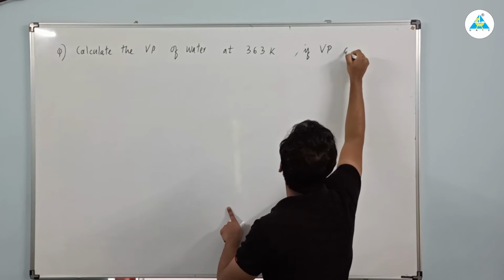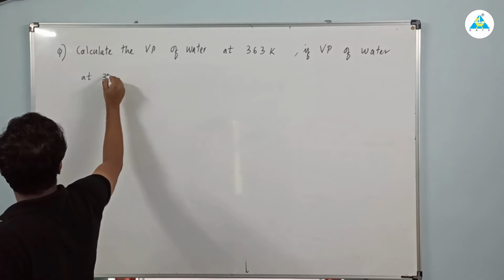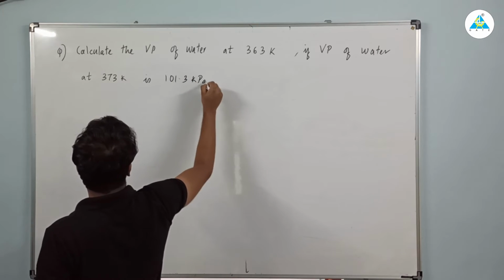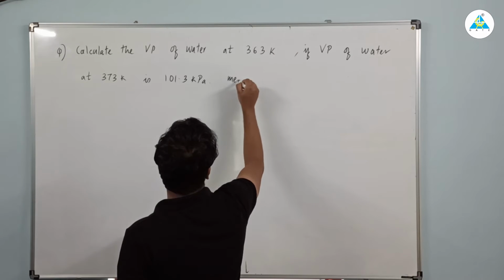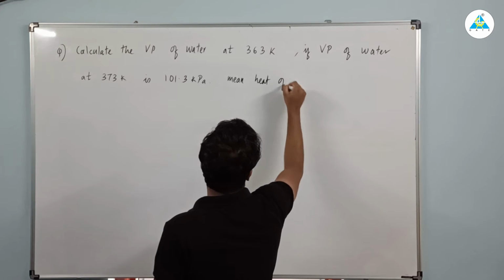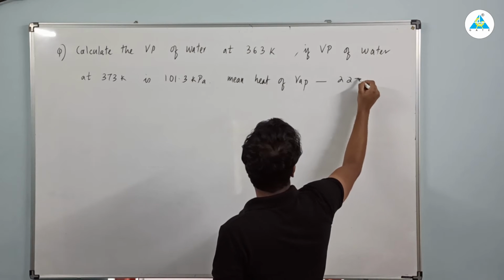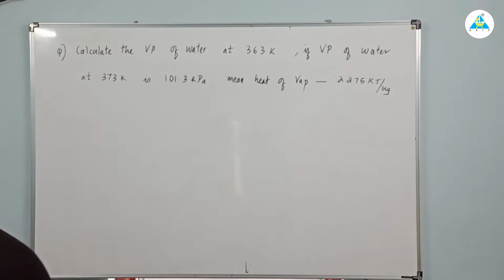If the vapor pressure of water at 373 Kelvin is 101.3 kilopascal, the mean heat of vaporization in this temperature range is given as 2275 kilojoule per kg. So how to solve? We have the equation.